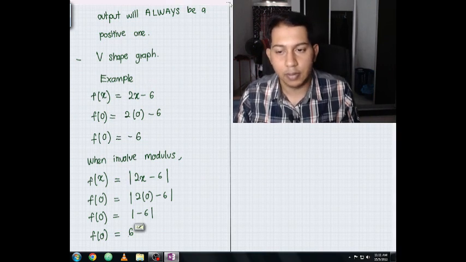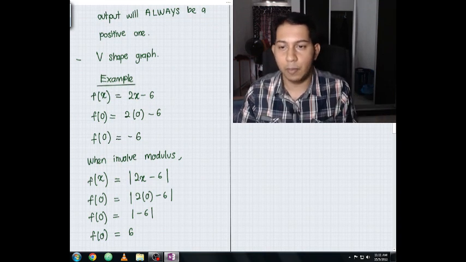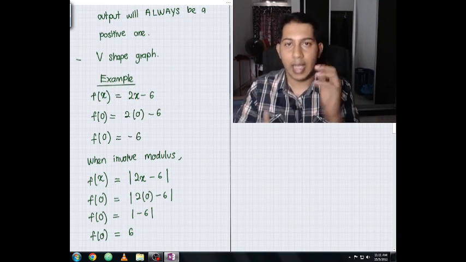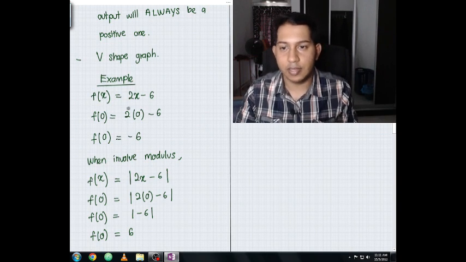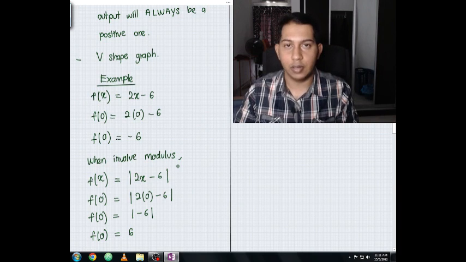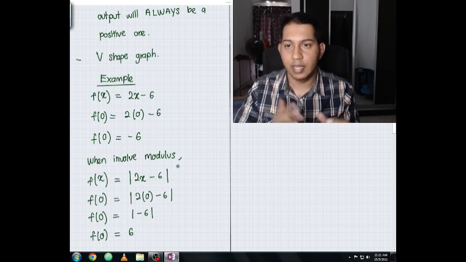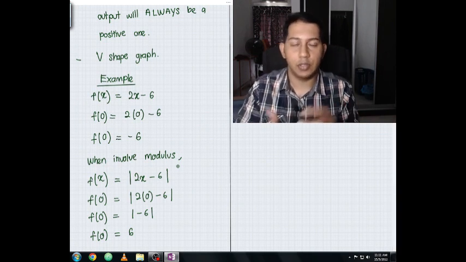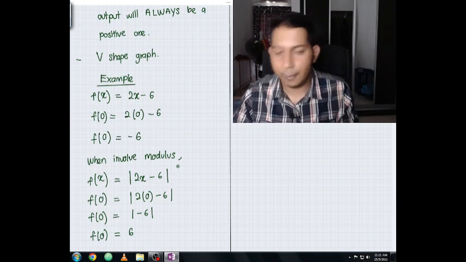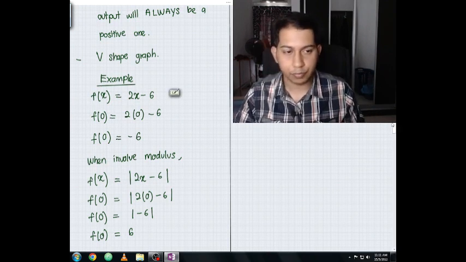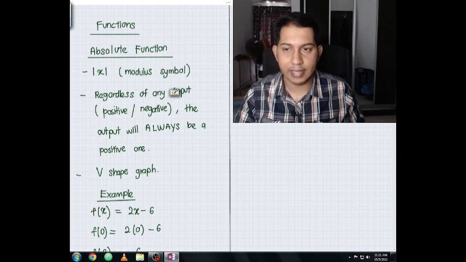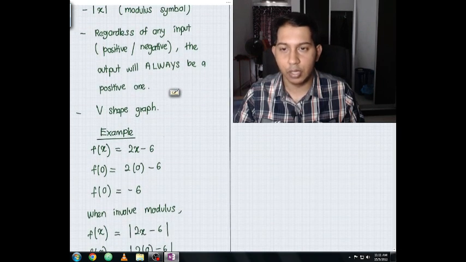Let me underline this. I want you to see the comparison between a normal function and an absolute function. This is what a normal function looks like, and this is when it involves an absolute function. This is the simplest explanation and example that I can give you, so I hope you can understand them. Now I'm going to show you another example before we end our lecture video for today.